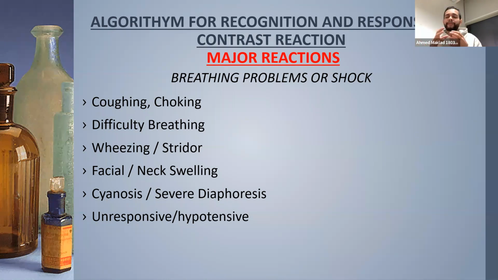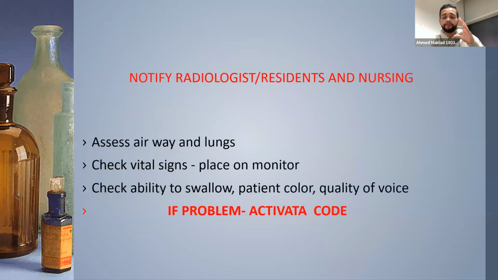All right. And because in an anaphylactic reaction, your veins and arteries dilate, this patient can become hypotensive and get into an anaphylactic shock, all right? So these are the major reactions. Remember, respiratory problems like coughing, choking, and difficulty breathing, skin changes like rashes and swelling, and cyanosis. And the last thing is unresponsiveness and hypotension, right? Those are the major reactions you're going to see.